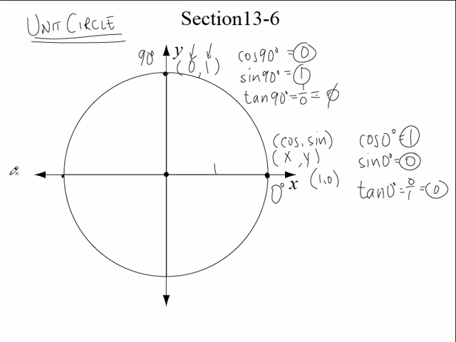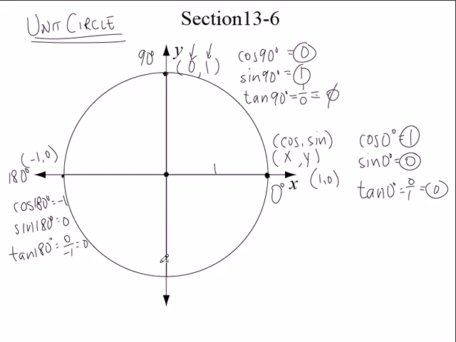Let's do this real quick. It's 180 degrees. The ordered pair is (-1, 0). So the cosine of 180 degrees is equal to the first one, which is -1. The sine of 180 degrees is equal to the second one, the y, which is 0. And the tangent of 180 degrees is the y over the x, so it's 0 over -1, which is 0. So you've got your 3 here.